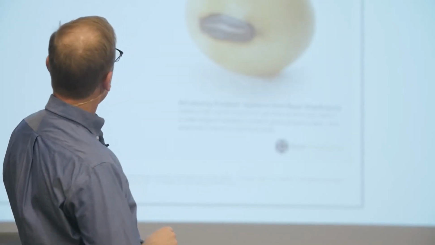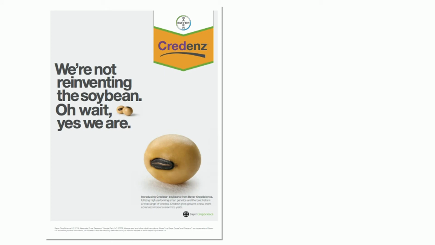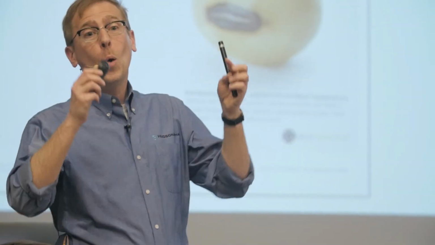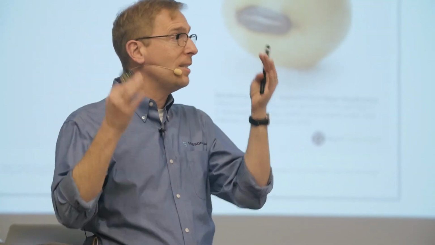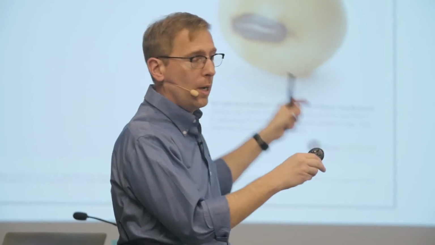We're not reinventing the soybean. Oh wait, yes we are. And I don't think you can read this, and I can barely read this, but this says, utilizing high-performing smart genetics. Smart genetics, but essentially it means we're looking for the specific varieties of our DNA, of the genes, that give us the yield that we want.